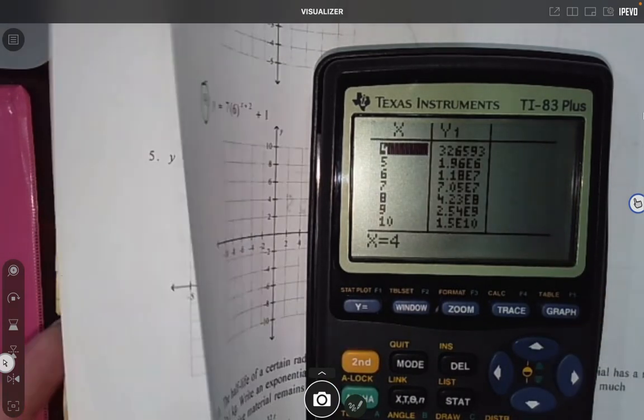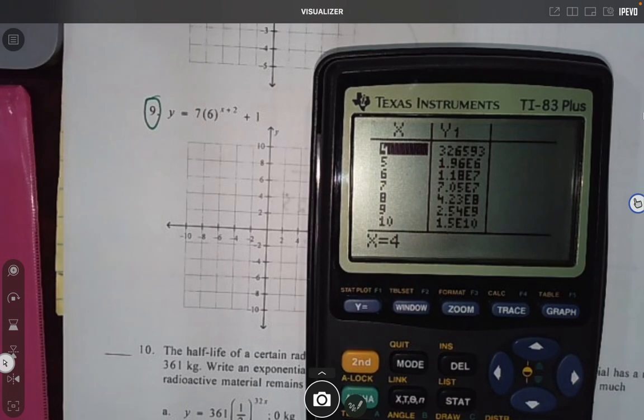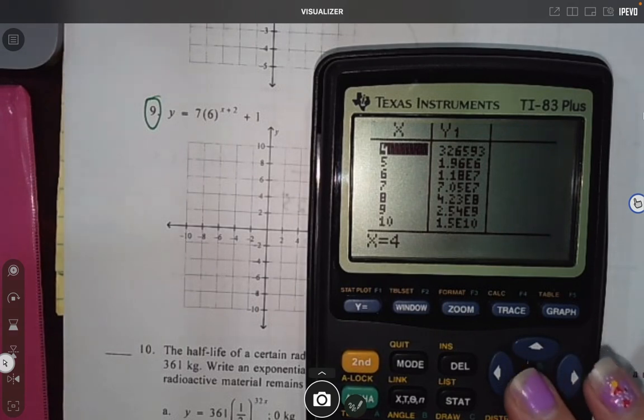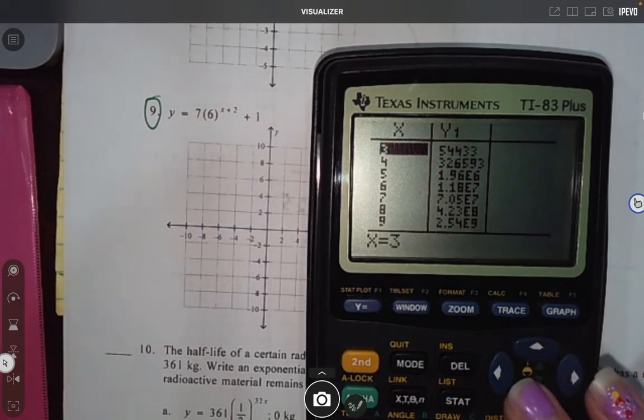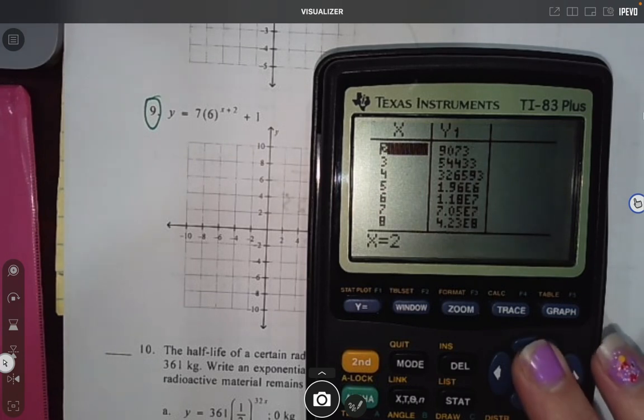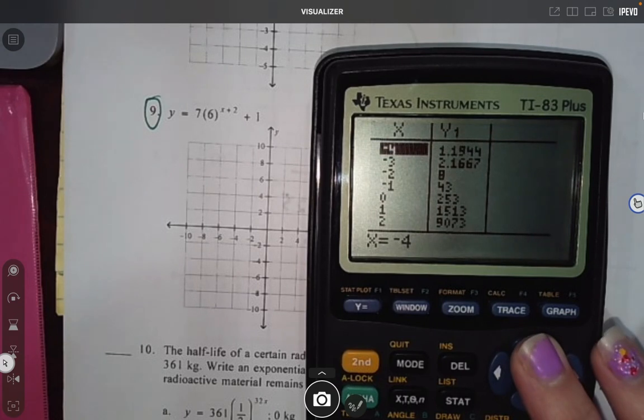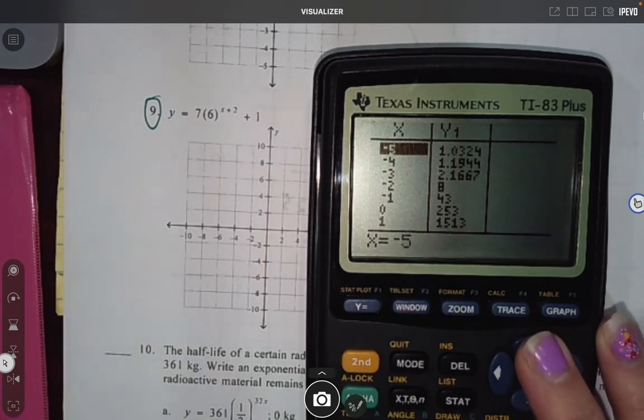Let me make sure on theirs. What number is this one? 9. Yes, that is correct. Okay, so let me look at some of these numbers. Oh my goodness, these are terrible. Okay, here we go. This is much better. I'm not going to go graphing in the thousands. All right, this is much better.